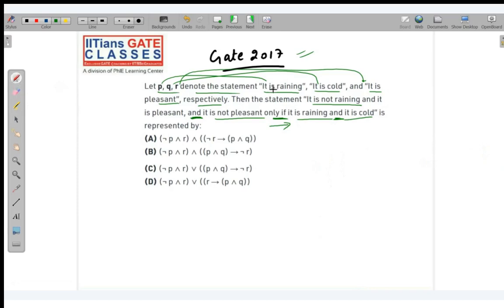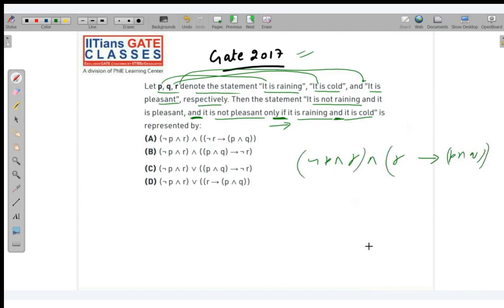So P is it is raining. What is the sentence? It is not raining means not P, and it is pleasant is R. And it is not pleasant only if means implication. It is not pleasant is not R, implies it is raining and it is cold. Raining is P and cold is Q, so P and Q. That's it. Now you try to apply brackets.